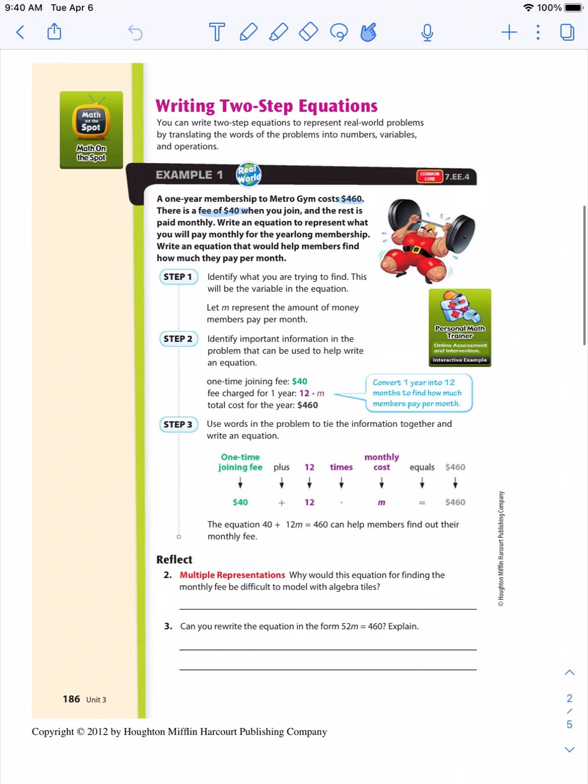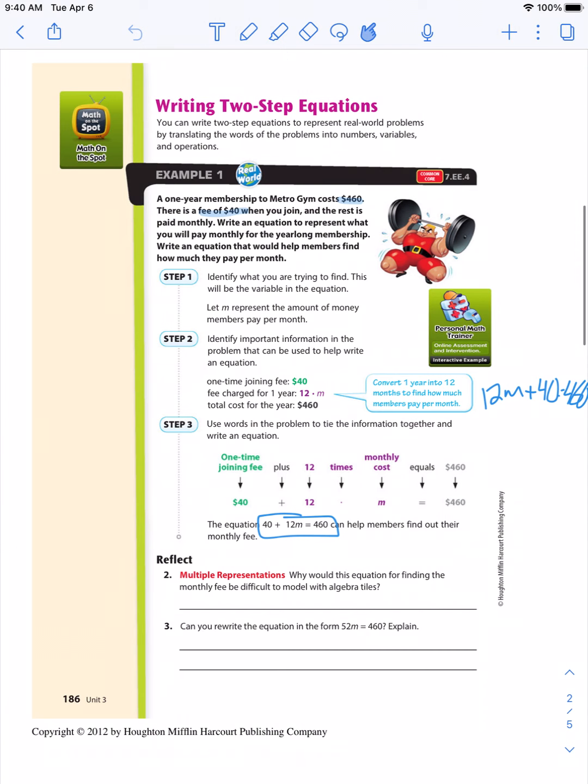So to set up an equation, we're going to say 12 times whatever they pay monthly plus $40 equals 460. Running out of room there, but they also have that right here. All right, let's reflect on this a little bit. Why would this equation for finding the monthly fee be difficult to model with Algebra Tiles?